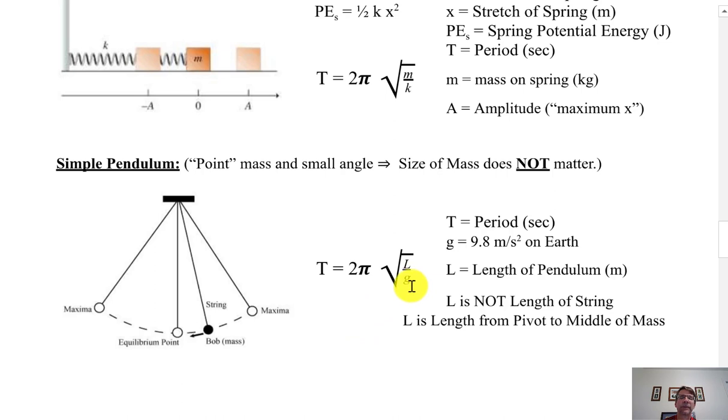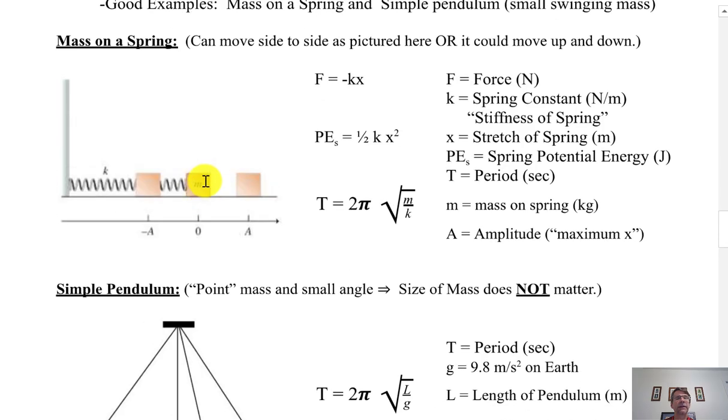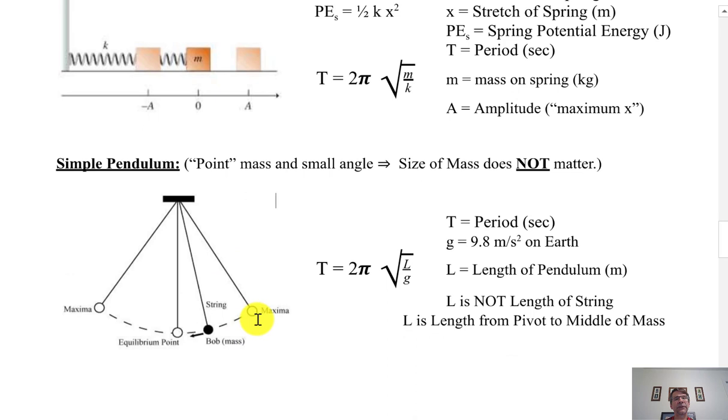So what's interesting about this is now the mass doesn't matter. For the mass on the spring, the mass is a factor. Here, it doesn't really matter what our mass is. Different masses won't get the same result. And the angle that you pull it back doesn't matter, kind of like the amplitude and the mass on the spring.